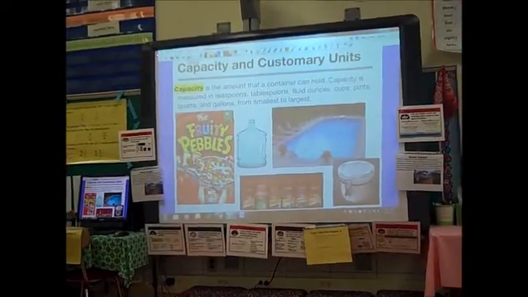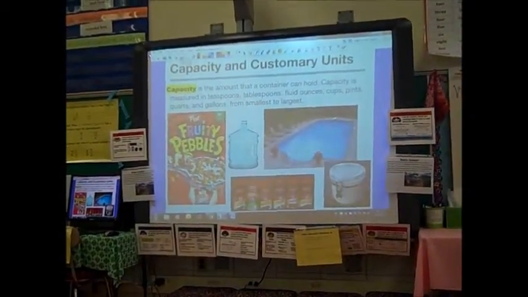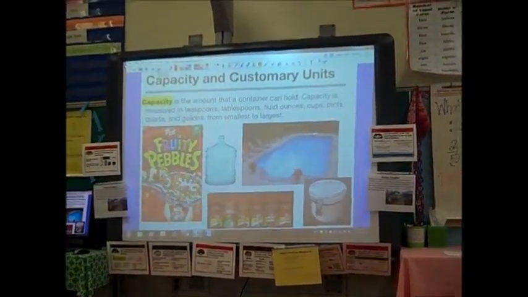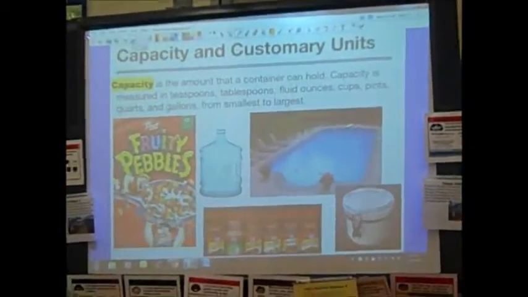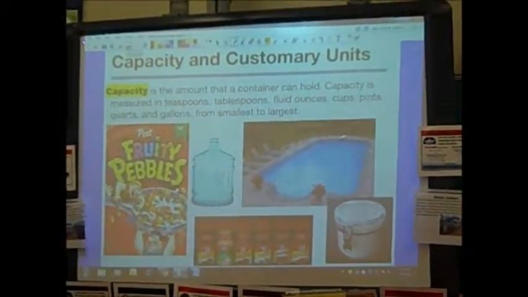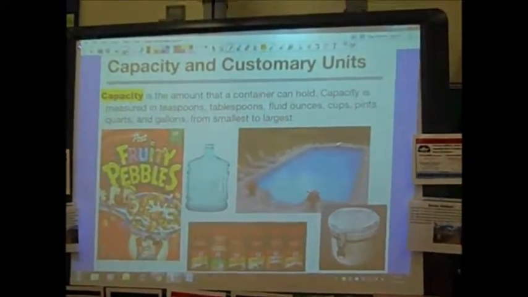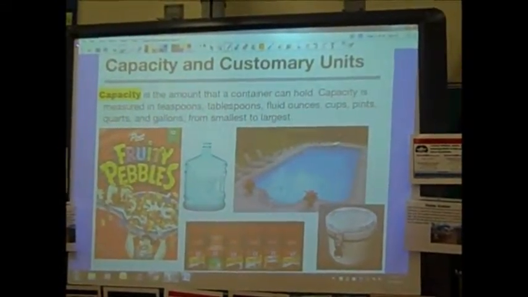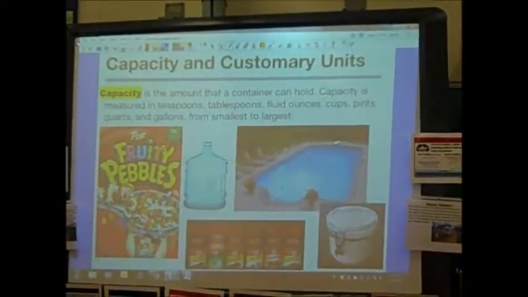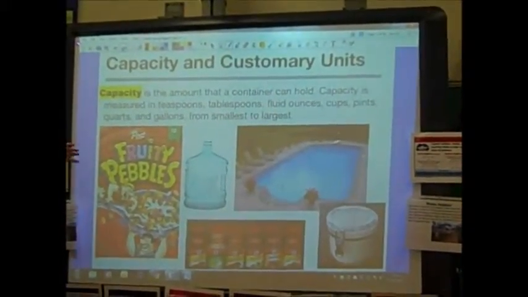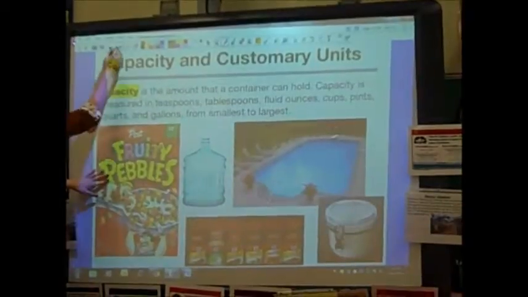All right, capacity and customary units. So this is talking about gallons and quarts and pints and cups and all that fun stuff. When I was in school, I was not taught the gallon land strategy, and the gallon land strategy is one of the best things I think you could ever use to teach a child what capacity is all about. So capacity is the amount of liquid something can hold.